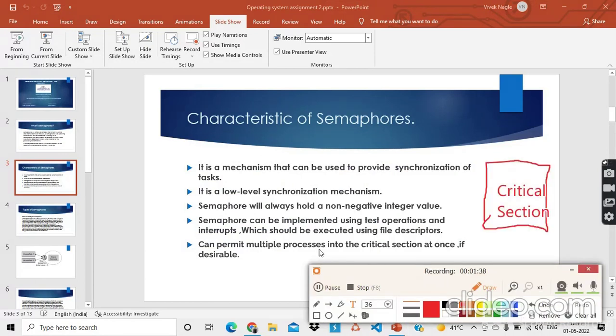First, we'll discuss what a critical section is. The critical section is a segment of code where the shared variable can be accessed. Only one process can execute in its critical section at a time. In the diagram we can see that there is a critical section.